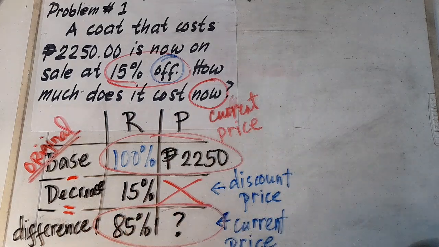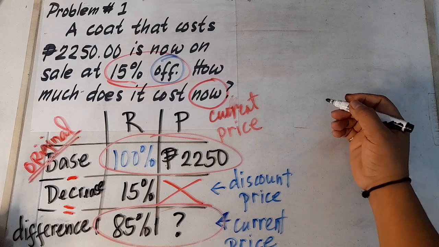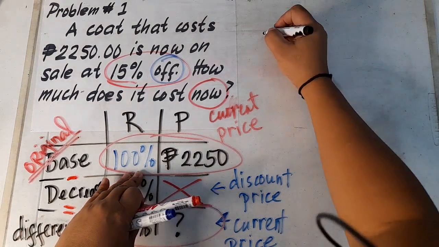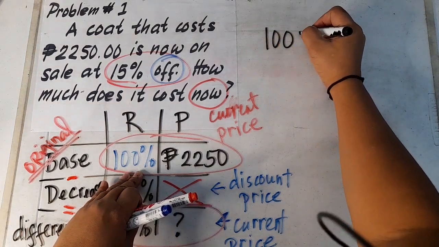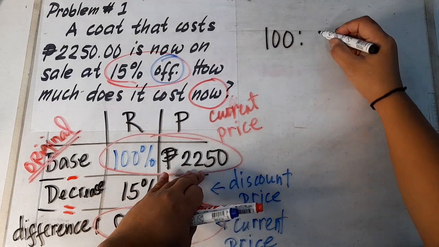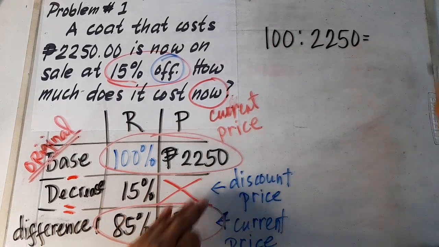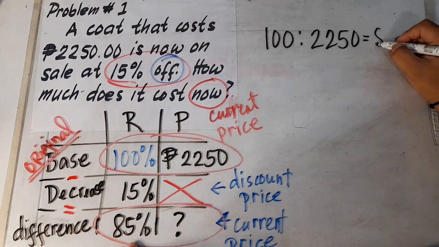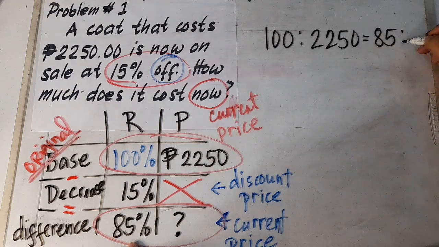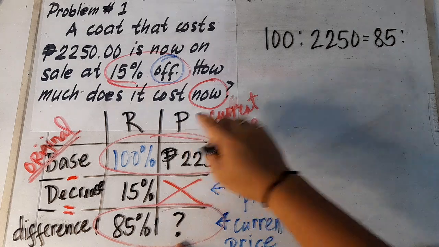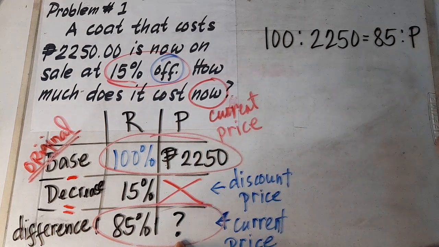Okay? So, let's have our working equation. So, we have 100 is to 250 equals 85 is to, anong label yan? It's P. So, we'll have P.